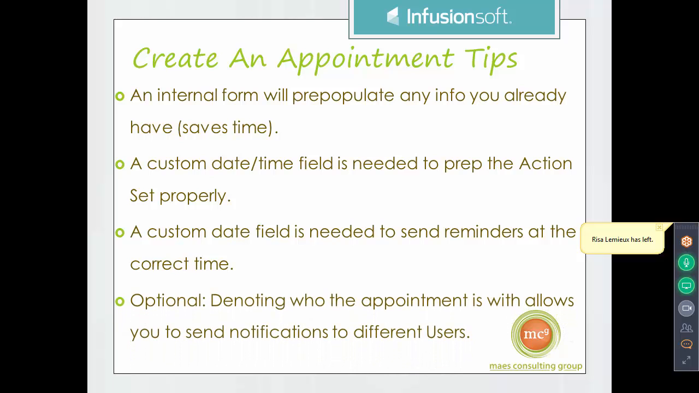Okay, here's a little option. We're going to get a little fancy. And remember, I'm showing you a visual of this. That's the next slide. You can also denote who the appointment is with in your office. So if you have 3 people that you're scheduling for, you could say the appointment's on May 12th, 2 o'clock, and it's with Jessica. Or it's on May 12th, it's at 4 o'clock, and it's with Melissa. So you can also denote who the appointment is with, and that would allow you to send notifications to different users. Just keep in mind, you need an action set for each user.